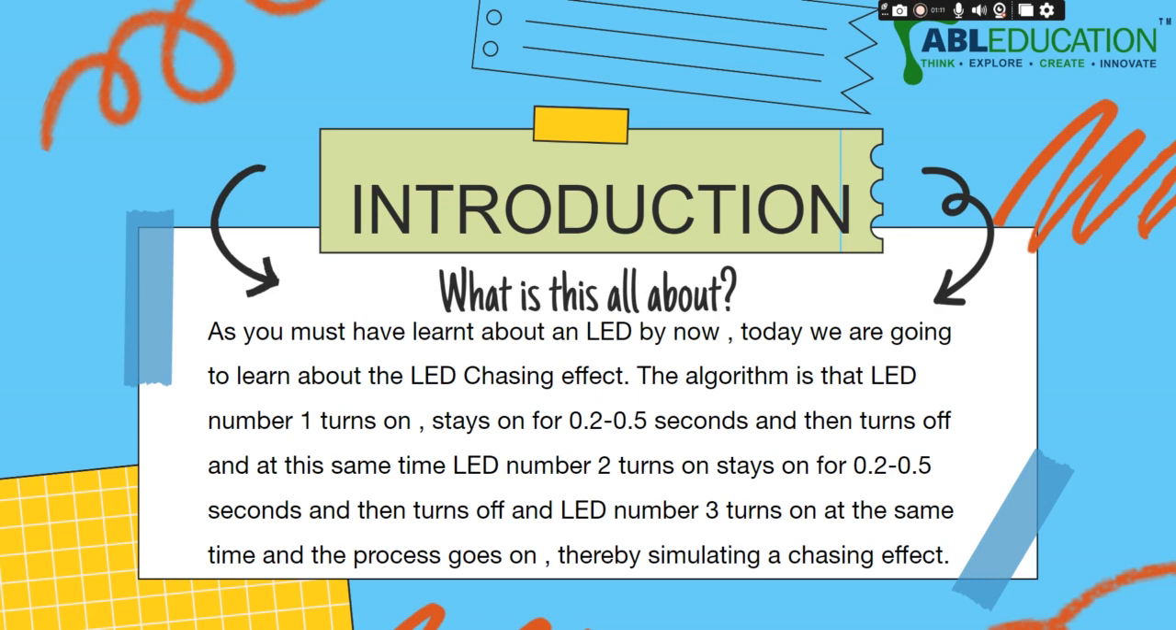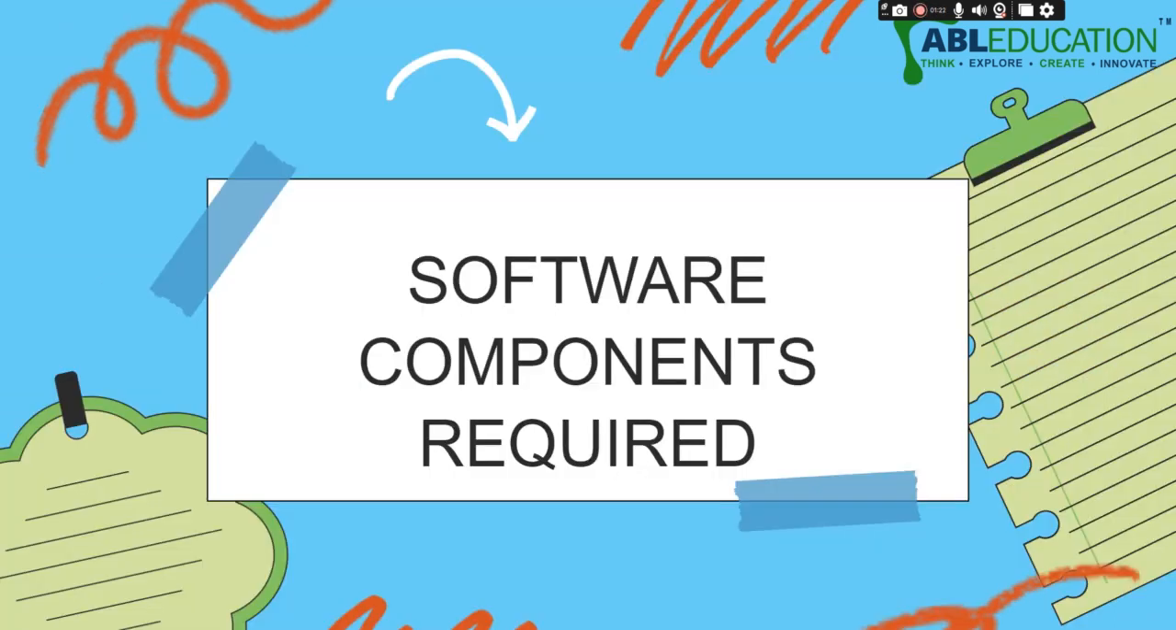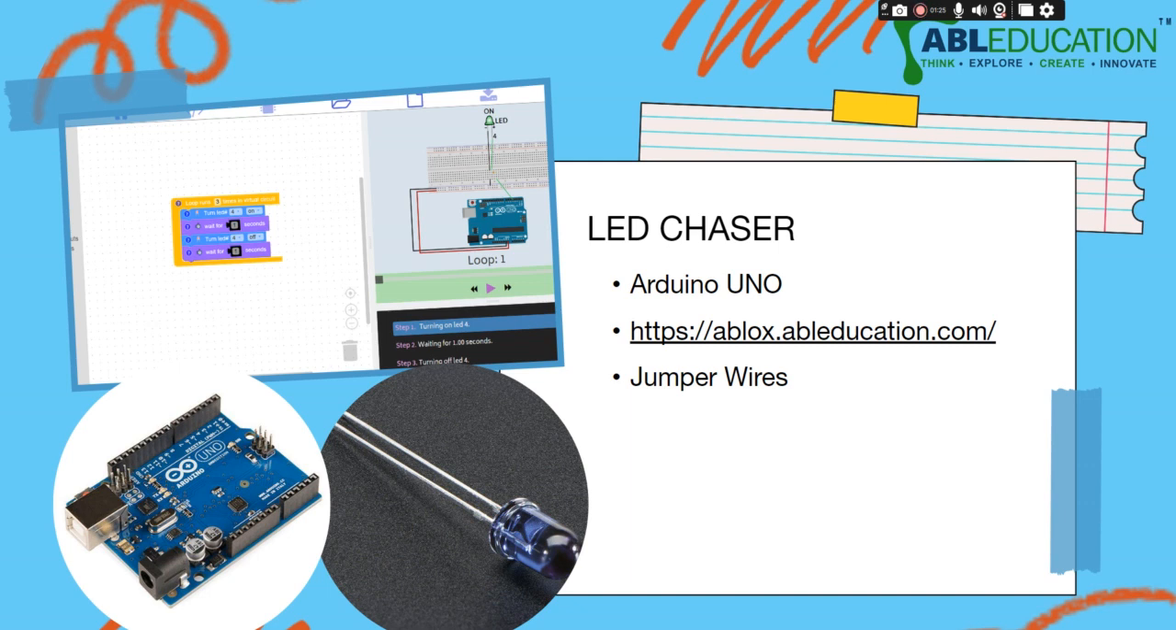This is what we need to know about the basics of this project, and we are going to cover software components, hardware connections, and then the conclusion. First, the components required: we have an Arduino UNO, jumper cables, LEDs, and our website ABLOX ABL Education. You are going to code on that website or platform, and similarly make the circuit, and you just have to place the blocks in the right order. The best part about this website is that it will make the circuit for you. You don't have to worry about it.